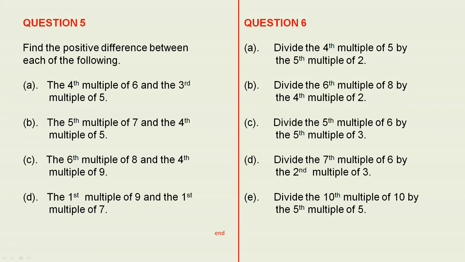And question 6. Divide the fourth multiple of 5 by the fifth multiple of 2. Divide the sixth multiple of 8 by the fourth multiple of 2. Divide the fifth multiple of 6 by the fifth multiple of 3. Divide the seventh multiple of 6 by the second multiple of 3. And divide the tenth multiple of 10 by the fifth multiple of 5.